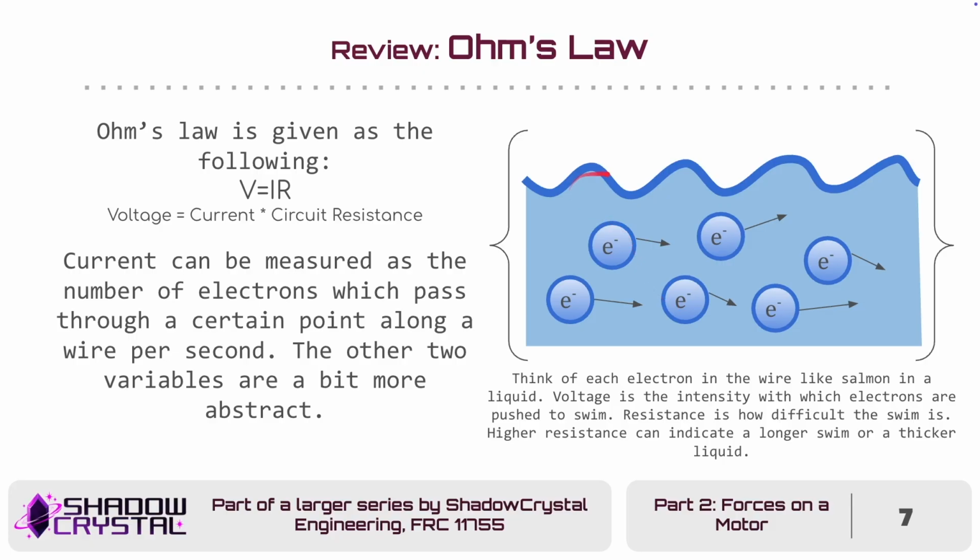Resistance is dependent on the length of your wire. So if your wire is longer, it's going to be harder for the electrons to get through. It's like a longer swim. There are also different materials. So let's say you had to make a salmon swim through honey or syrup. It's going to be harder than if it's swimming through water. That's why we use copper and silver when we're making wires. It's because they're highly conductive.